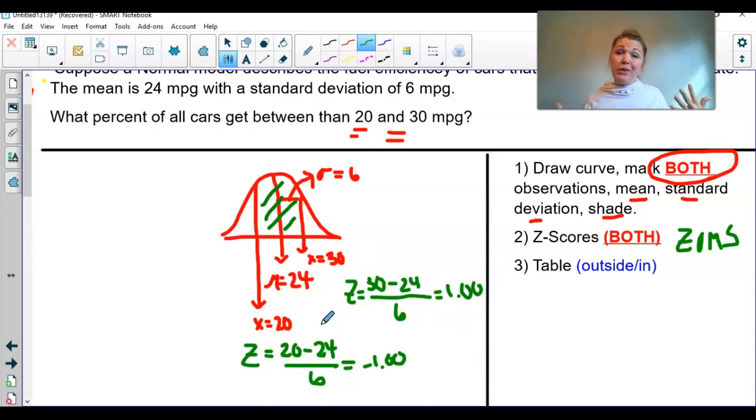Now, we have learned, hey, 68% of the population falls within 1 standard deviation of the mean.